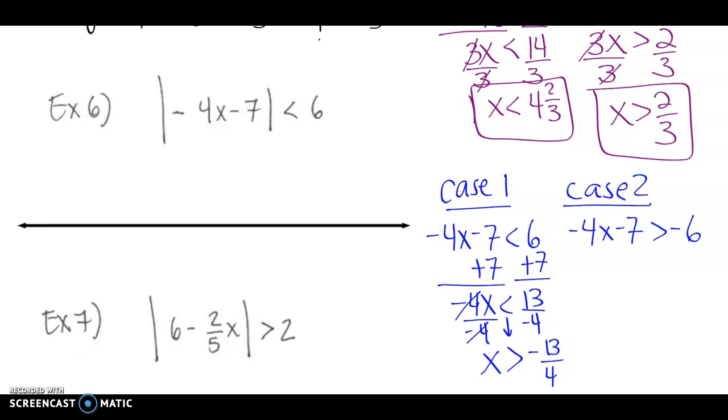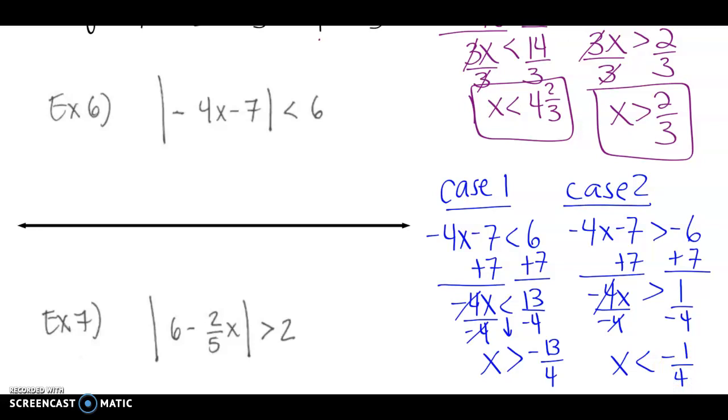I'll write that in a mixed number in just a bit here. Case 2, again, we're adding 7, but this time we're adding it to negative 6. So I have negative 4x is greater than negative 6 plus 7, which is 1. Divide by negative 4, I get x. Flip the direction of the sign. x is less than negative 1/4.